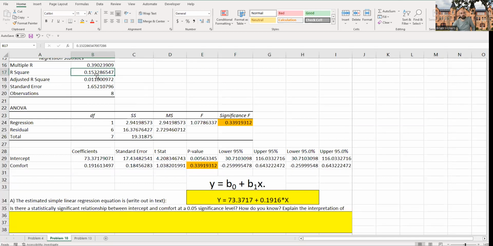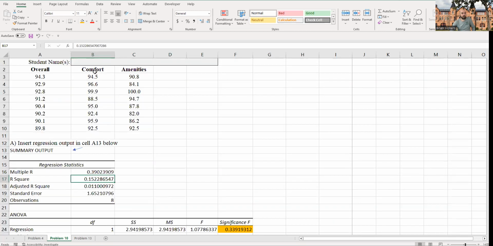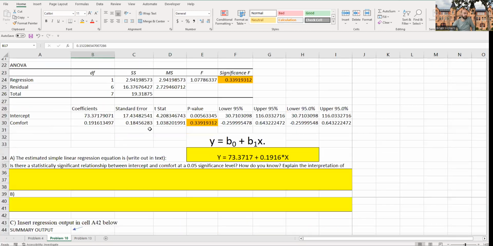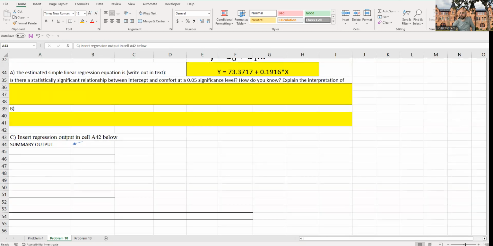R-squared value is 0.1522 or 1523. Therefore, only 15% of the variation of the model is explained by comfort as the x variable. So that's what we write out in letter B. But then question 9 is going to ask us to run it again, and this time it wants us to use both of the variables.